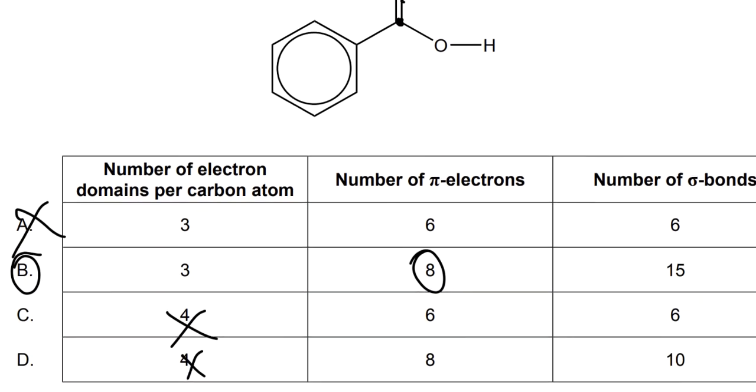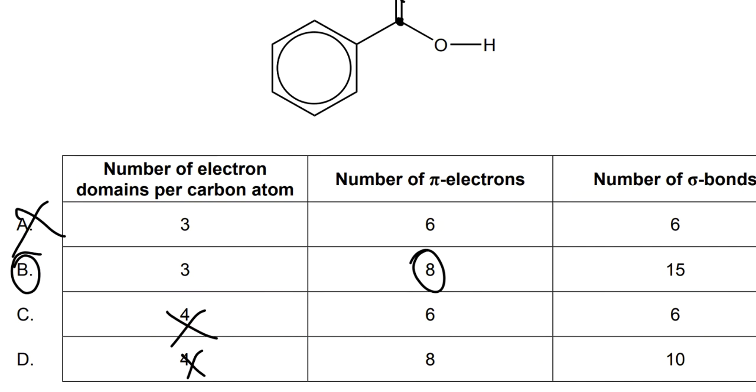And since we eliminated options C and D based on the number of electron domains per carbon atom, we can get B as our final answer.